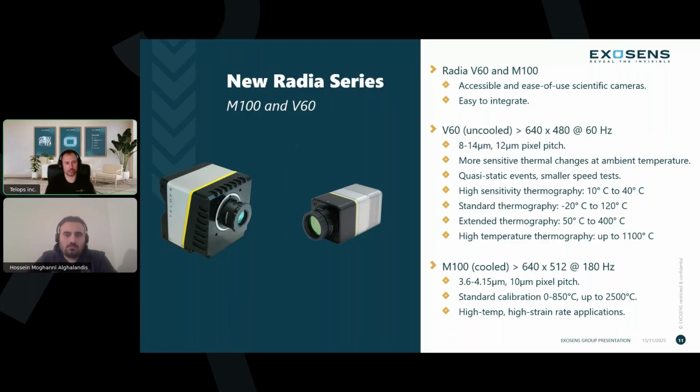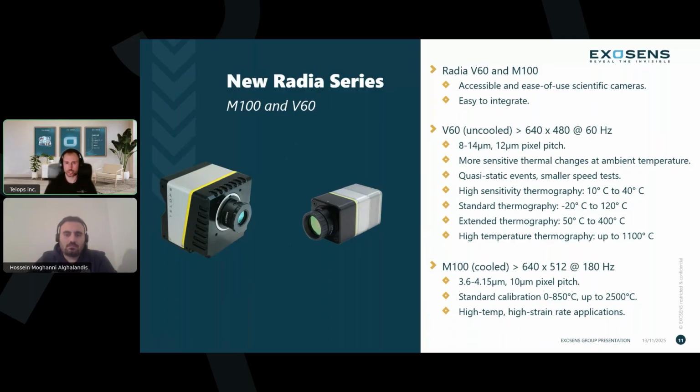The V60, which is the camera on the right in this image, is your typical long-wave camera that fits in the palm of your hand. And the M100, the camera on the left, is maybe about twice that size, and that's more of your typical mid-wave camera.